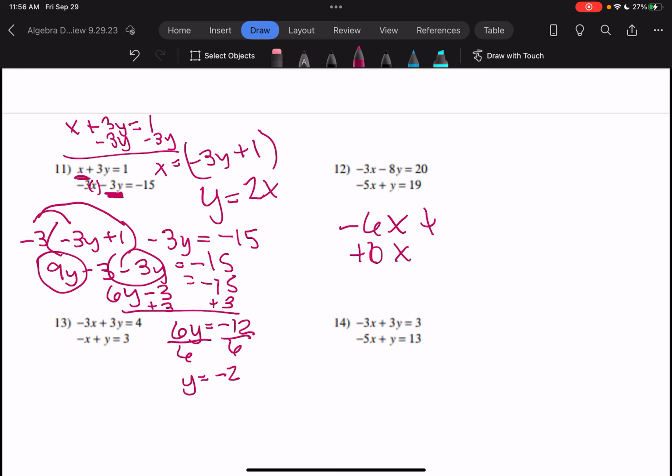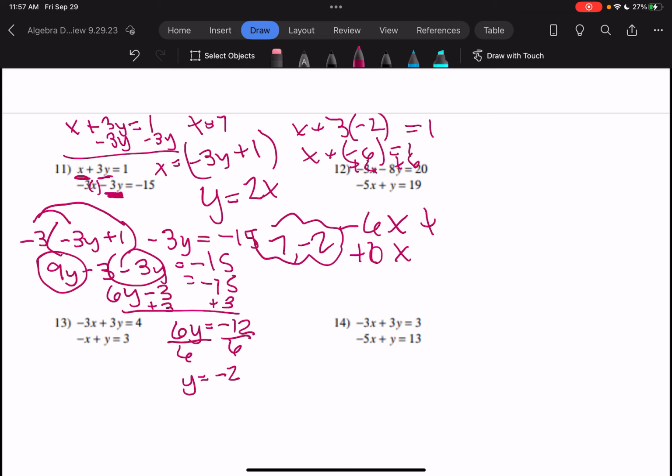So now I have the y, I need to go back and solve for x. So I have x plus 3 times negative 2, I'm replacing the y here, equals 1. x plus negative 6 equals 1. I'm going to add 6 to both sides, and so then I will end up with x equals 7. So my point here is going to be (7, negative 2). And that's the solution to that system of equations. Okay?